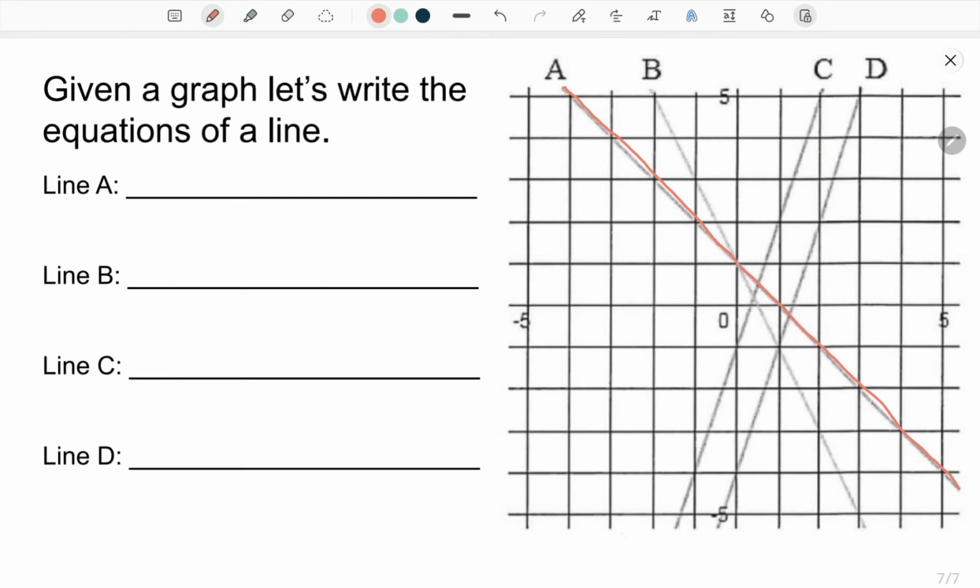And then let's identify the key information. So first piece of information, we're going to write all of our graphs in y equals mx plus b form. So I'll already write y equals. We can see where it crosses the y-axis. And you can see it's basically 1 up from 0, so it's going to be at plus 1.